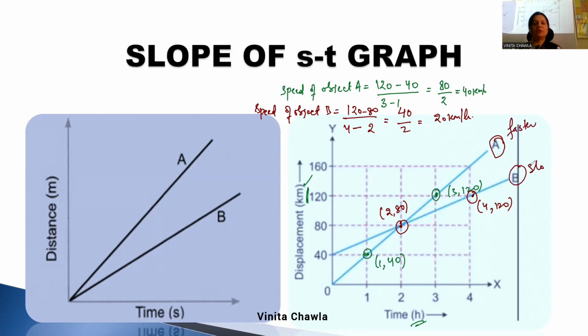And one more thing. The angle that the graph of object A makes with the x-axis is greater than this angle. This angle is greater than this. So this has greater slope. Greater slope means more speed. Yes, this is how we find speed. And one more thing.